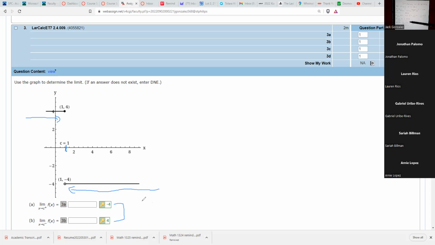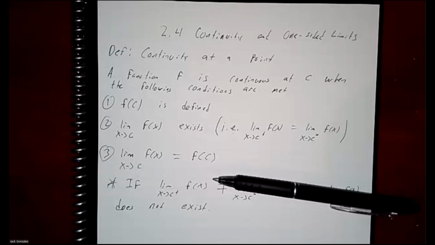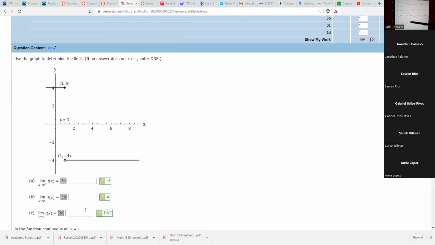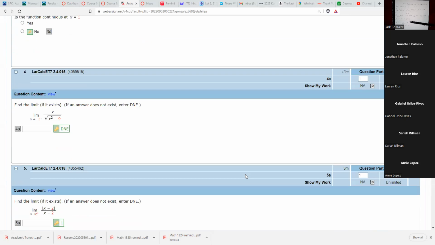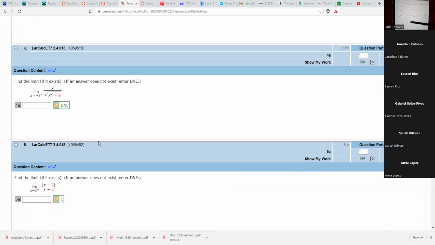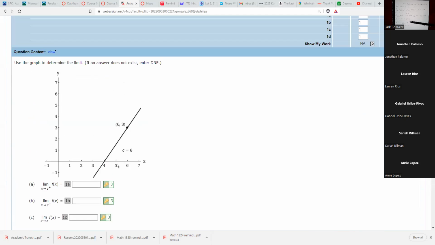And condition 2 said the limit exists at c. And if it doesn't, well, it's not continuous at c. So it failed number 2 automatically. All 3 need to be true to be continuous at a point. So as soon as one of them fails, I'm like, all right, well, I already know, not continuous. See, no limit, not continuous. Okay, so that's all the graph problems.